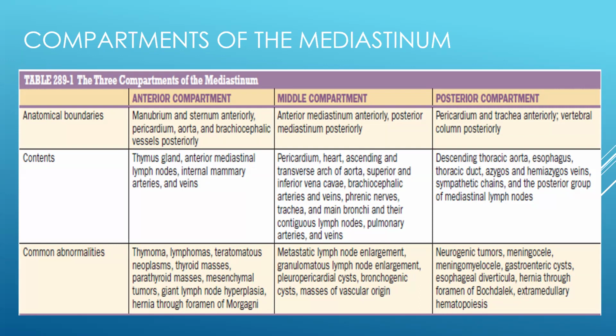On the other hand, if your mass seems to be coming from the middle compartment, then think of the following possibilities: metastatic lymph node enlargement, granulomatous lymph node enlargement such as in TB, pleuropericardial cysts, bronchogenic cysts, as well as masses of vascular origin. And lastly, if you see a mass that seems to be coming from the posterior compartment, then think of the following lesions. You can have neurogenic tumors, meningocele, meningomyelocele, gastroenteric cysts, esophageal diverticula, hernia through the foramen of Bochdalek, as well as extramedullary hematopoiesis.